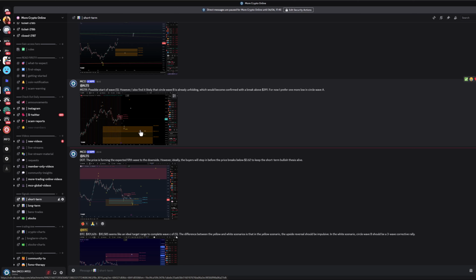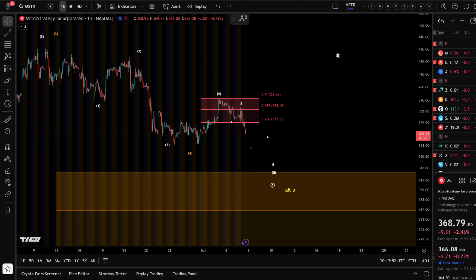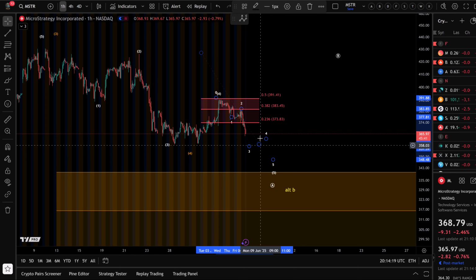But if we get a break above $391, things will change. But obviously, there is no break above $391, and rather the price is currently following the projected move. Now, it's post-market, so we probably won't see too much action today anymore on the MicroStrategy chart. There is a little bit of post-market trading here, but depending on what Bitcoin does, we might see a gap down tomorrow. And what is ideally still missing here is this third wave down. Then we might see a 4 and a 5. So we'll see how that happens.